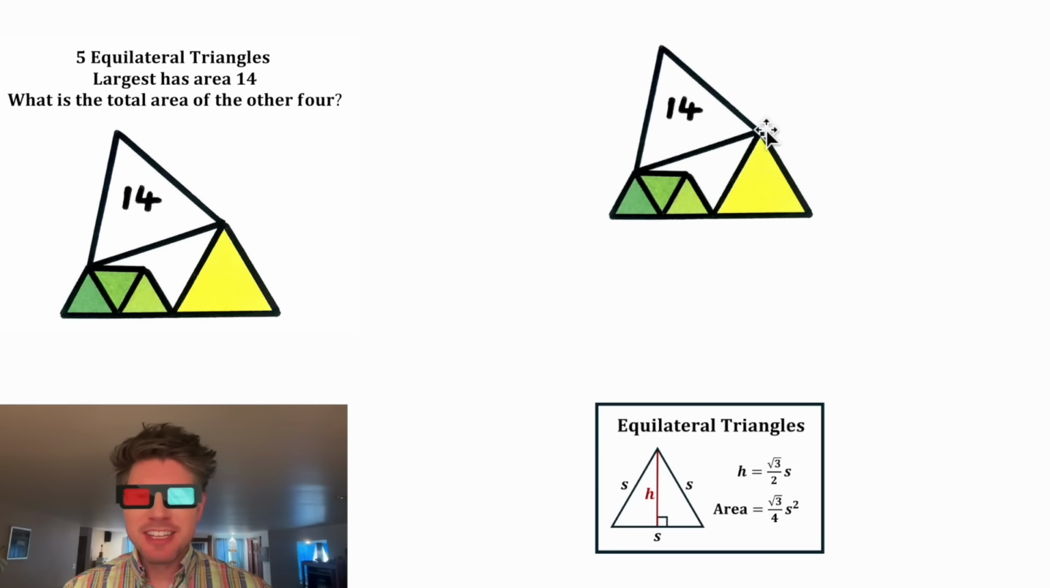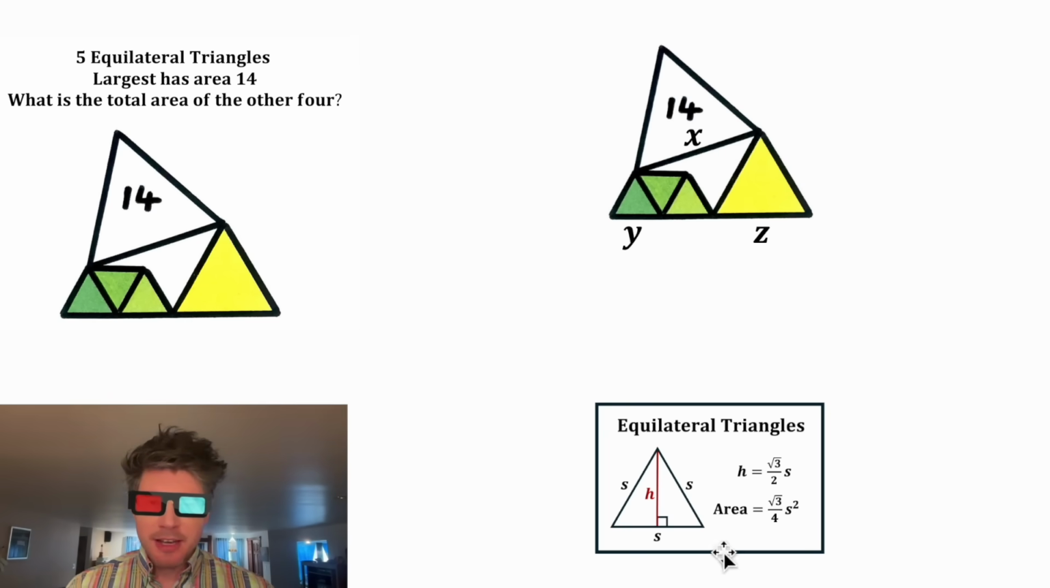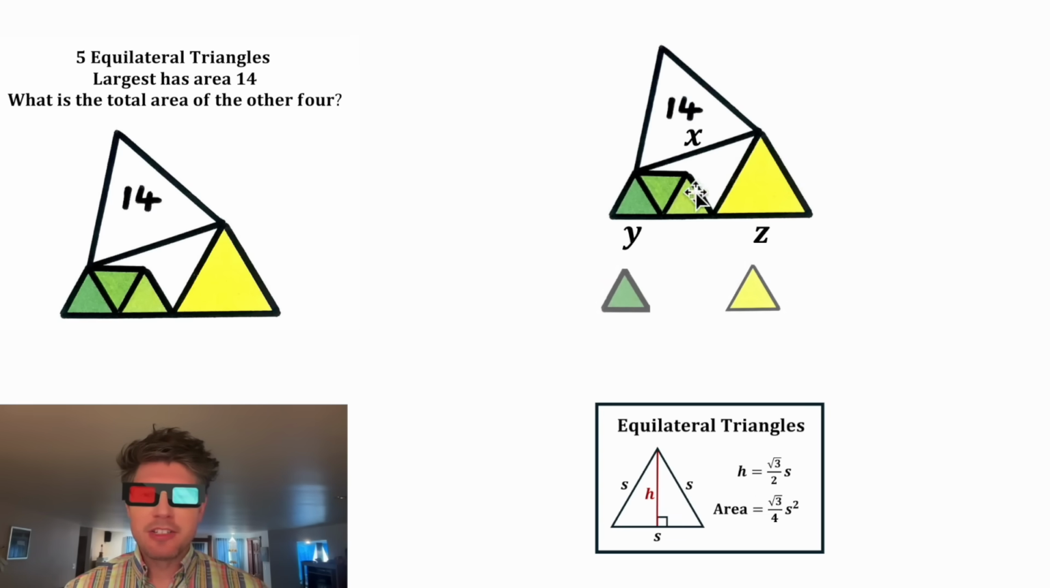Let's call the side length of this equilateral triangle X. Let's call the side lengths of these 3 triangles Y. Does that make sense? Y. And let's call the side lengths of this triangle Z. And I think it's safe to assume these 3 green equilateral triangles are congruent. And now using these notes, we can find the areas of these triangles in terms of Y and Z. The areas of the green triangles will all be √3 over 4 Y squared. And then for the yellow triangle, the area will be √3 over 4 Z squared.